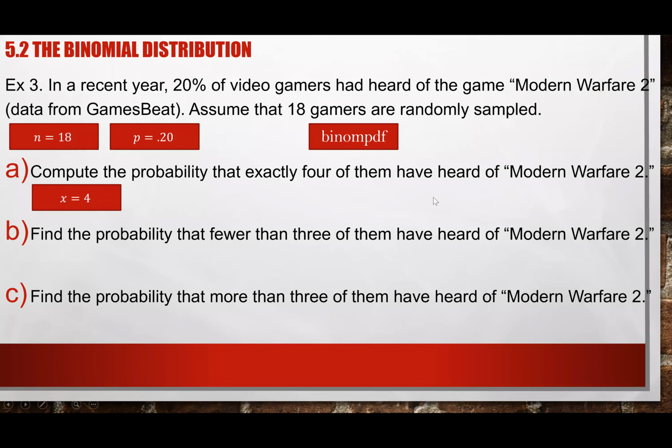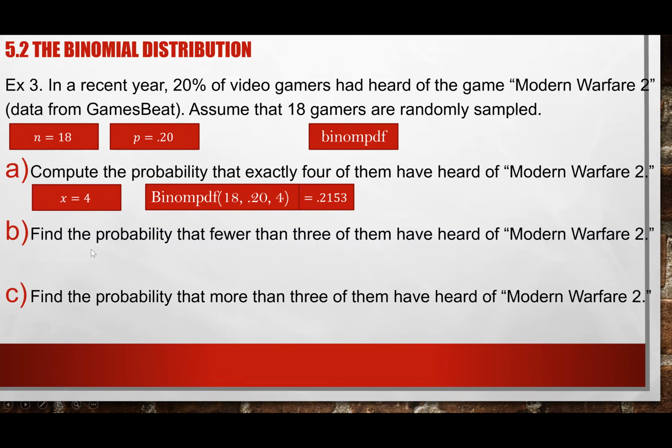That's what we had yesterday. Like I mentioned, you type in binomial PDF, 18, 0.2, 4, and this is our answer. So if it's exactly some number, whatever the value is, that is your X value. That's what I mentioned last time.